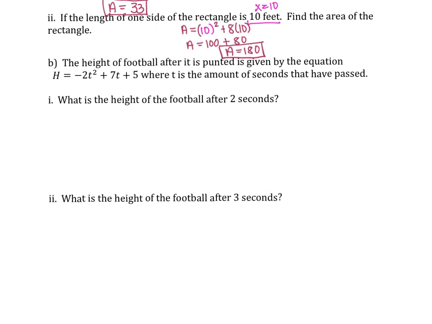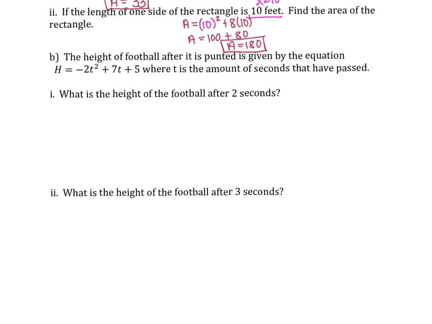Okay, last one. I'm going to do the same thing. I'm just plugging in. And again, you don't have to copy this, but if one of these gives you an aha moment, then you should go ahead and copy that one in your notebook. Okay, so this one says the height of a football after it is punted is given by the equation h equals -2t squared plus 7t plus 5. So what are they even telling me?